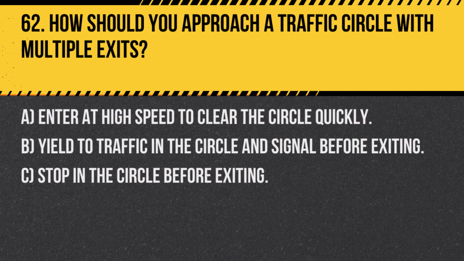Question 62. How should you approach a traffic circle with multiple exits? A. Enter at high speed to clear the circle quickly. B. Yield to traffic in the circle and signal before exiting. C. Stop in the circle before exiting. Answer: B. Yield to traffic in the circle and signal before exiting. It's important to yield to traffic already in the circle and clearly signal your intent to exit.